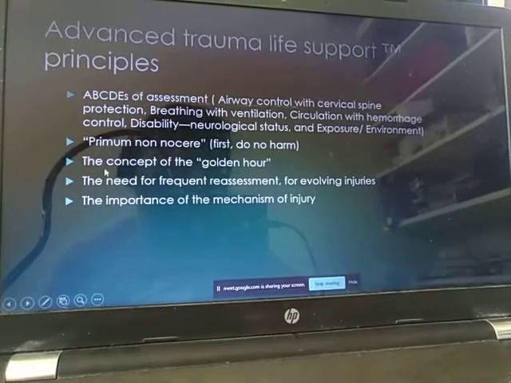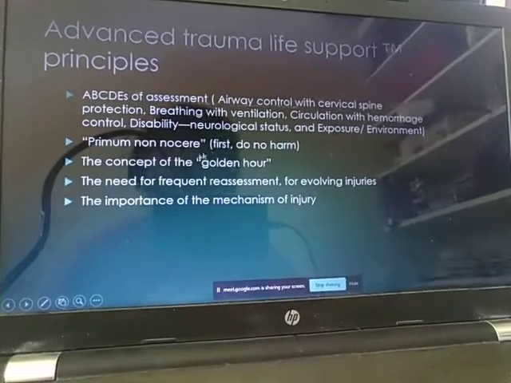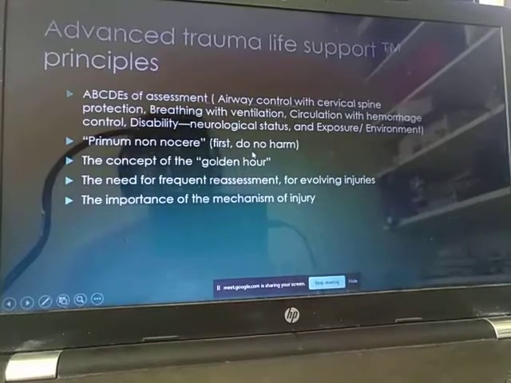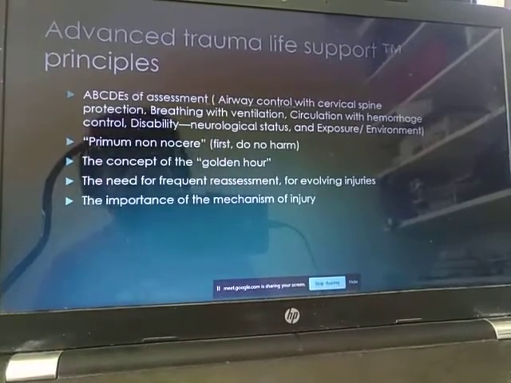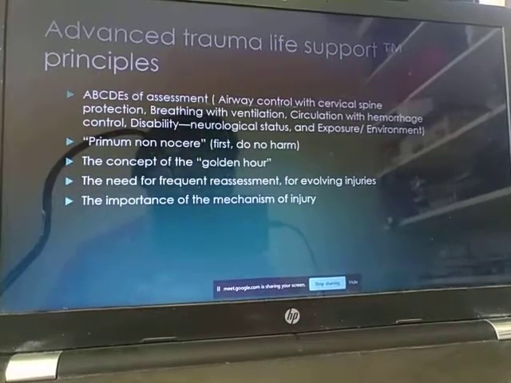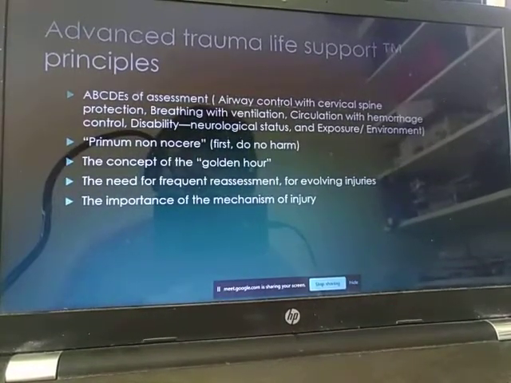So the second principle is primum non nocere, that is, first, do no harm. We should not increase the trauma in any way. We should not cause the patient's morbidity to increase by the things that we do. We should be very careful of that.